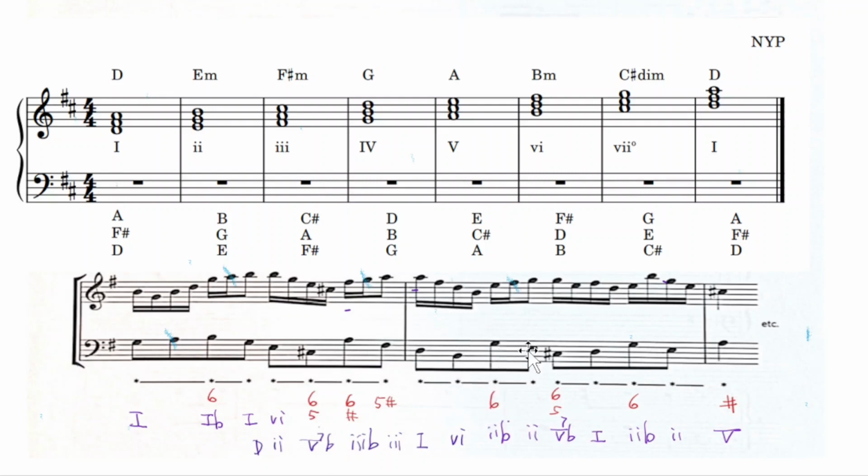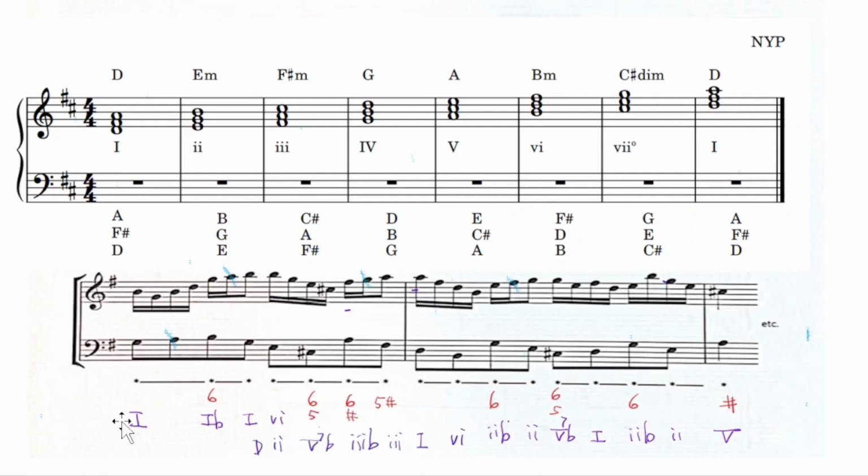The second beat is E, G, B. The F sharp is a passing note. Then goes to V7b again, A, C sharp, E, G. This time has a G here, so definitely it's V7b. V7b goes to I, D, F sharp, A. And finally, we can see there is an imperfect cadence, IIb, II, E, G, B. Then goes to V, A, C sharp, E.